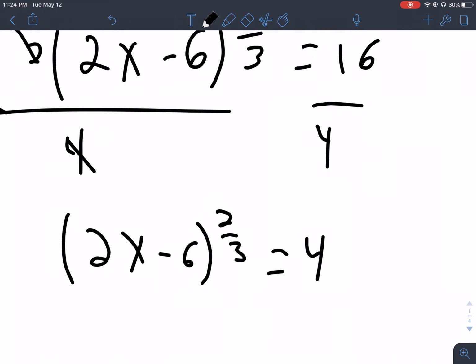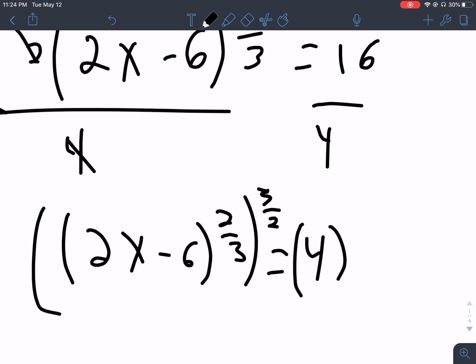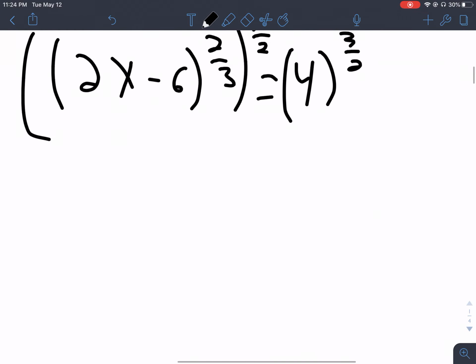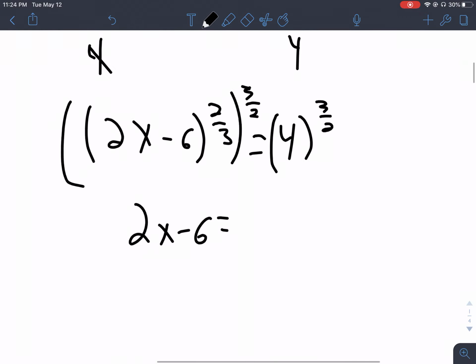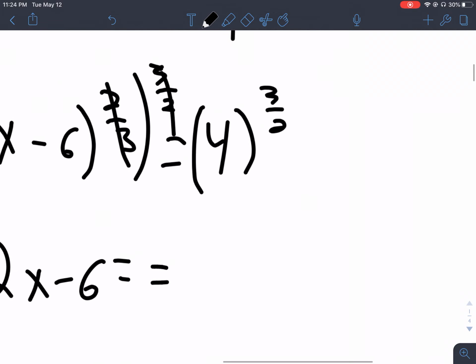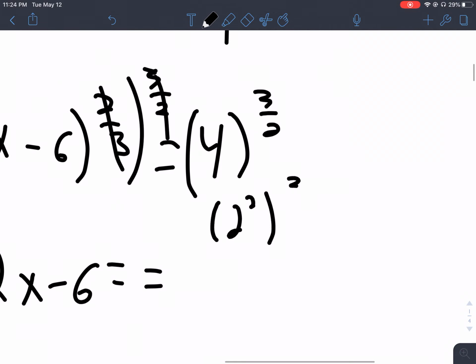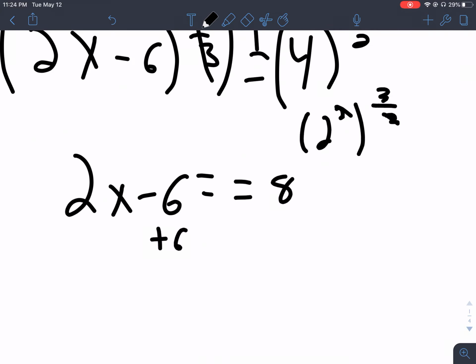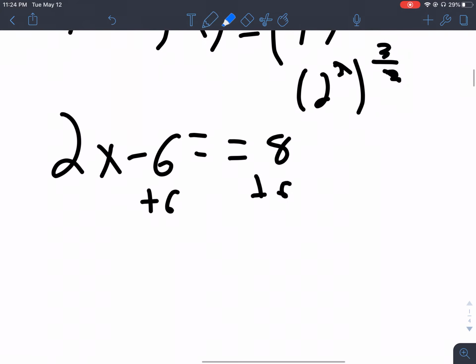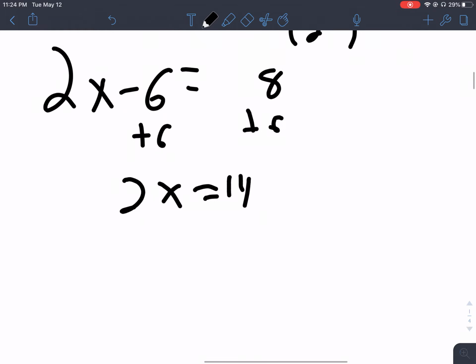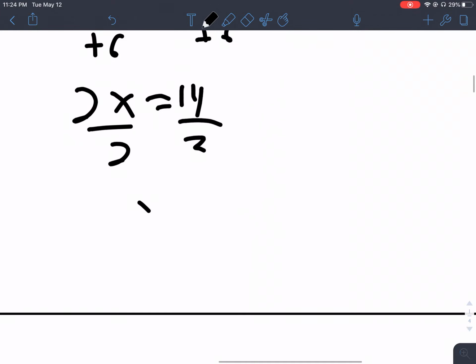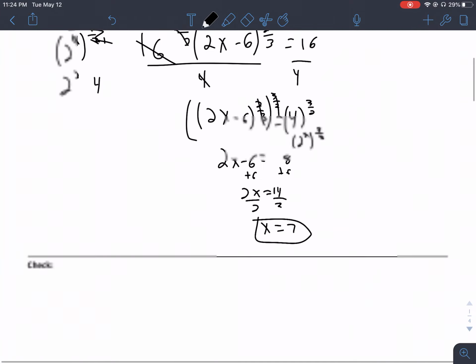So now we want to multiply by the reciprocal, so we got 3 over 2, that's 2 over 3. So now we get 2x minus 6, so this cancels out, equals 4 to the 2 over 3, so that's 8. Plus 6, so now we add 6 to both sides. So we get 2x equals 14. Divide by 2, divide by 2. x equals 7. So I'm going to circle that.